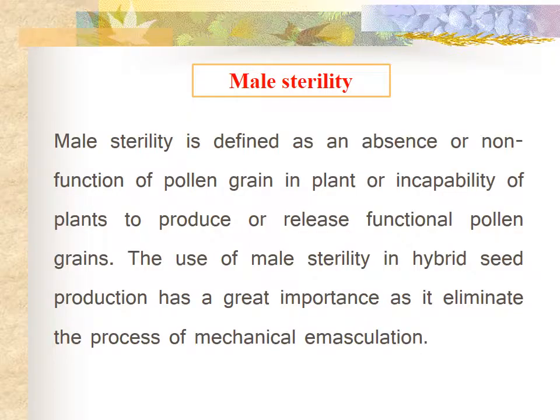Coming to the male sterility system, it is defined as the absence of functional pollen grains in plants, or the inability of plants to produce or release functional pollen grains. The use of male sterility in hybrid seed production has great importance as it eliminates the process of mechanical emasculation.